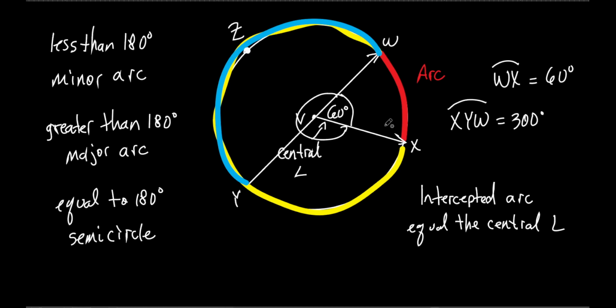It's not a major arc, but could I call this blue one just WY? Well, I could, but how would you know which one it is? If I said arc WY, how do you know it's not this arc right here? It's still a different arc. They equal the same degree, right? They have the same degree measure, but they're not the same arc.